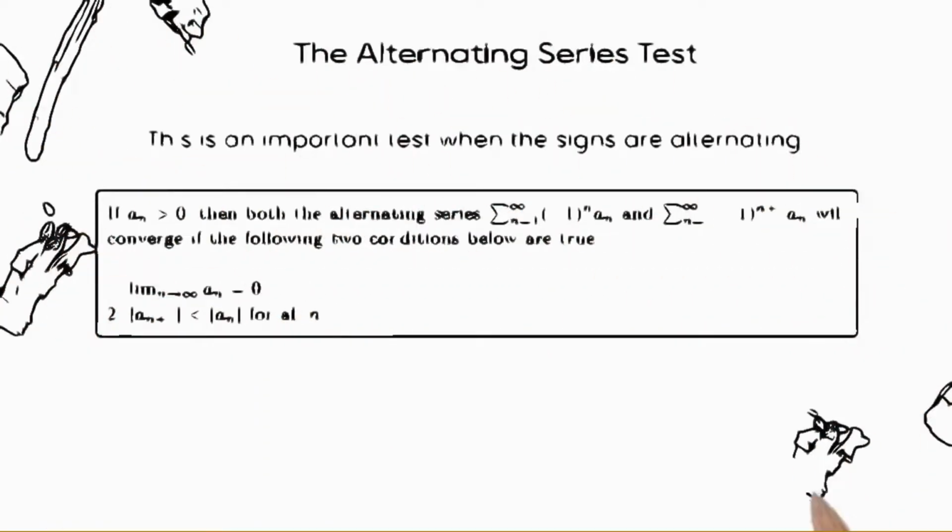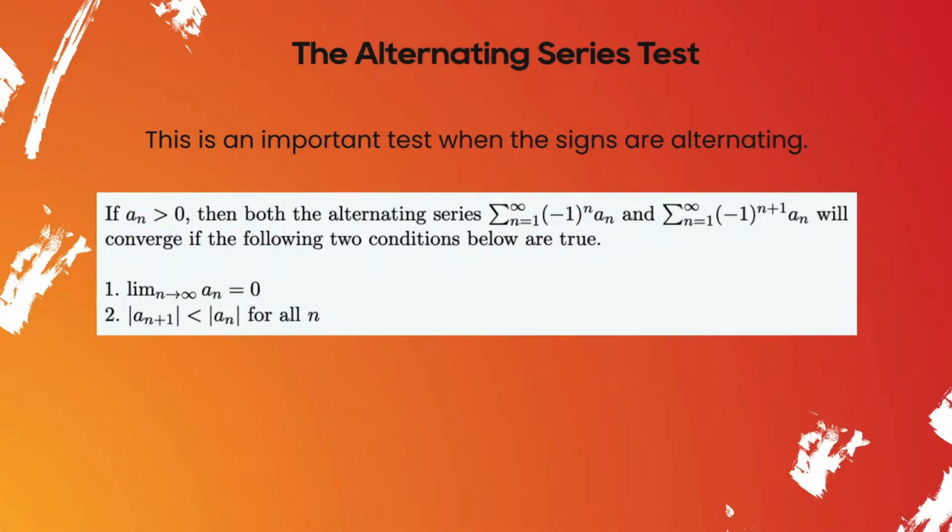So basically these two series, where n is going from 1 to infinity of negative 1 to the power of n times A of n, or negative 1 to the power of n plus 1 times A of n, will both converge if the following two conditions are true. The first one: the limit as n approaches infinity of A of n is 0. And the second one is that A of n plus 1 must be less than A of n for all n. And this means that that term A of n must be decreasing as n is going up, and it must be approaching 0. And if that is true, then we can use the alternating series test.